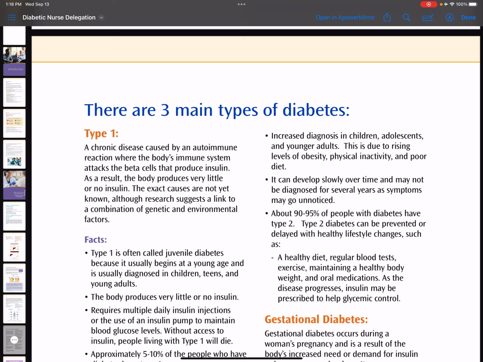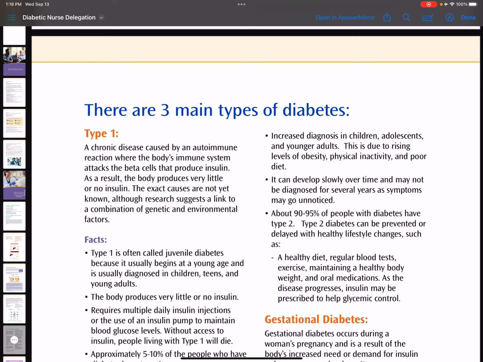So it's very serious. Approximately 5 to 10% of people who have diabetic have type 1, and symptoms of type 1 diabetic often develop very quickly, usually diagnosed in children, teens, and young adults. Currently, we don't know how to prevent it. There's nothing out there.